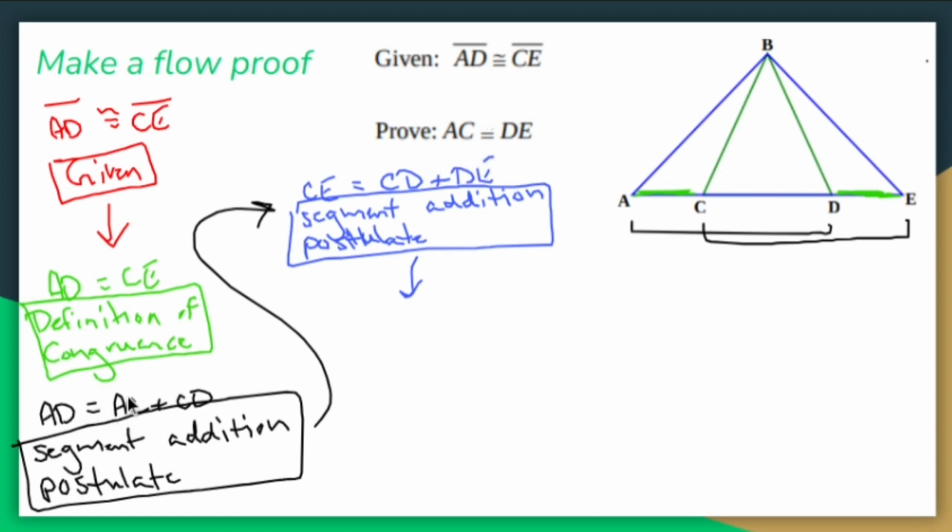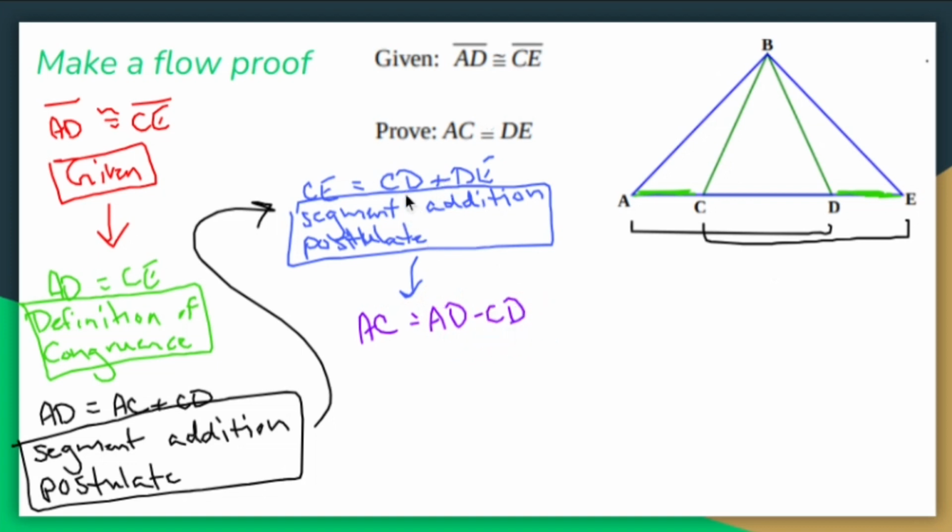So why don't I get AC all by itself by subtracting CD? And why don't I get DE all by itself by subtracting CD? And I'll do that all in one big step. So what I will do is I will take this one, I will subtract CD from both sides to get AC all by itself. So AC, if I subtract CD, AC is going to equal AD minus CD.